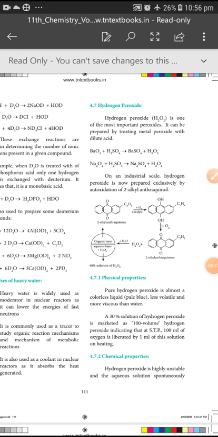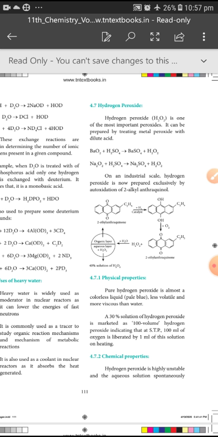Hydrogen peroxide, molecular formula H2O2, is one of the most important peroxides. It can be prepared by treating a metal peroxide with dilute acid.